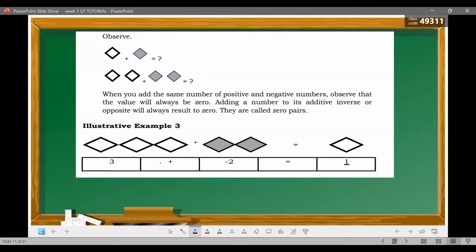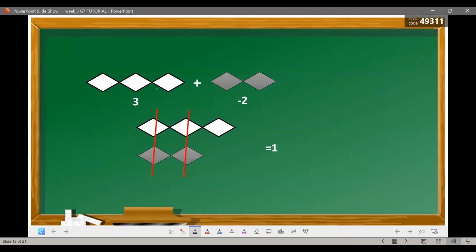Okay, so ayan. So let's have the example number 3. We have 3 plus negative 2. Okay, positive 3 plus negative 2. So the answer is positive 1. Okay. So, bakit po? Tingnan natin dito. Okay, so kasi kapag pinagsama yung parehong number, pero magkaiba ng sign, okay, so that will result to 0. Okay, so yung tinatawag na 0 pairs. Okay, so dito may 0 pairs tayo dito kasi may dalawa tayong positive at may dalawang negative. So pag pinagsama natin yung dalawang negative at dalawang positive, so magiging 0 sila. So anong matitira? That is positive 1.